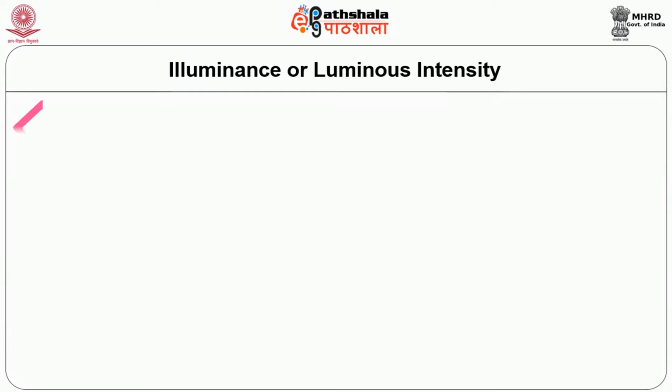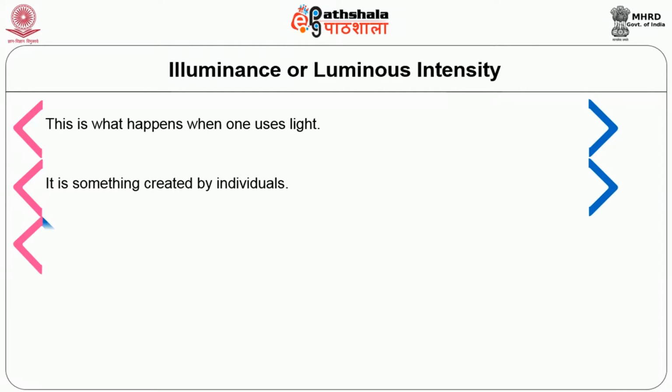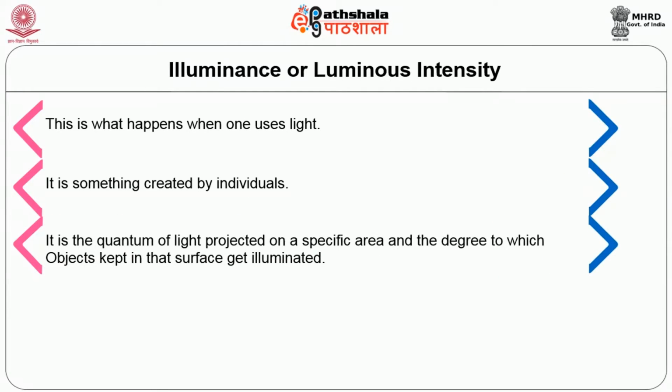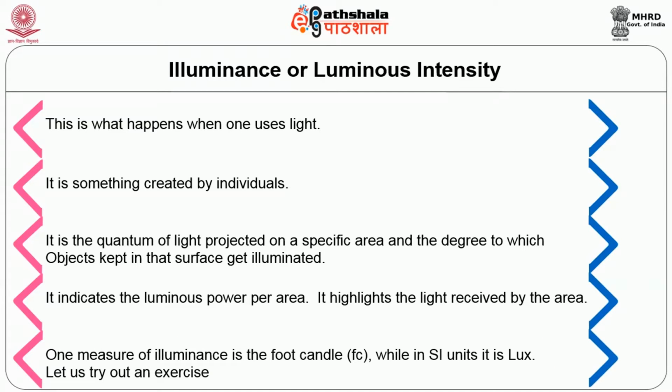Illuminance or luminous intensity. This is what happens when one uses light. It is something created by individuals. It is a quantum of light projected on a specific area and the degree to which objects kept in that surface get illuminated. It indicates the luminous power per area. It highlights the light received by the area. One measure of illuminance is a foot candle, while the SI unit is lux.